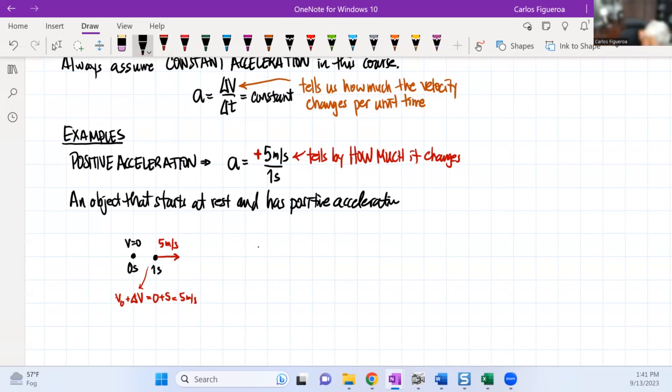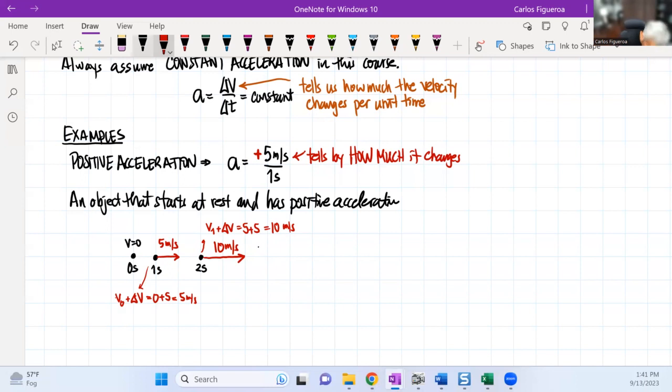What happens after 2 seconds now? Let's say that this is my 2-second mark. Well, this guy is at 1 second. Now if I look at this point up here, what you're seeing is that my speed has changed by that same amount, delta v, after 1 second. So I started off at 5, but I've now changed that by 5. So now it's 10 meters per second. Therefore, it's telling me by how much my speed is changing per unit time.